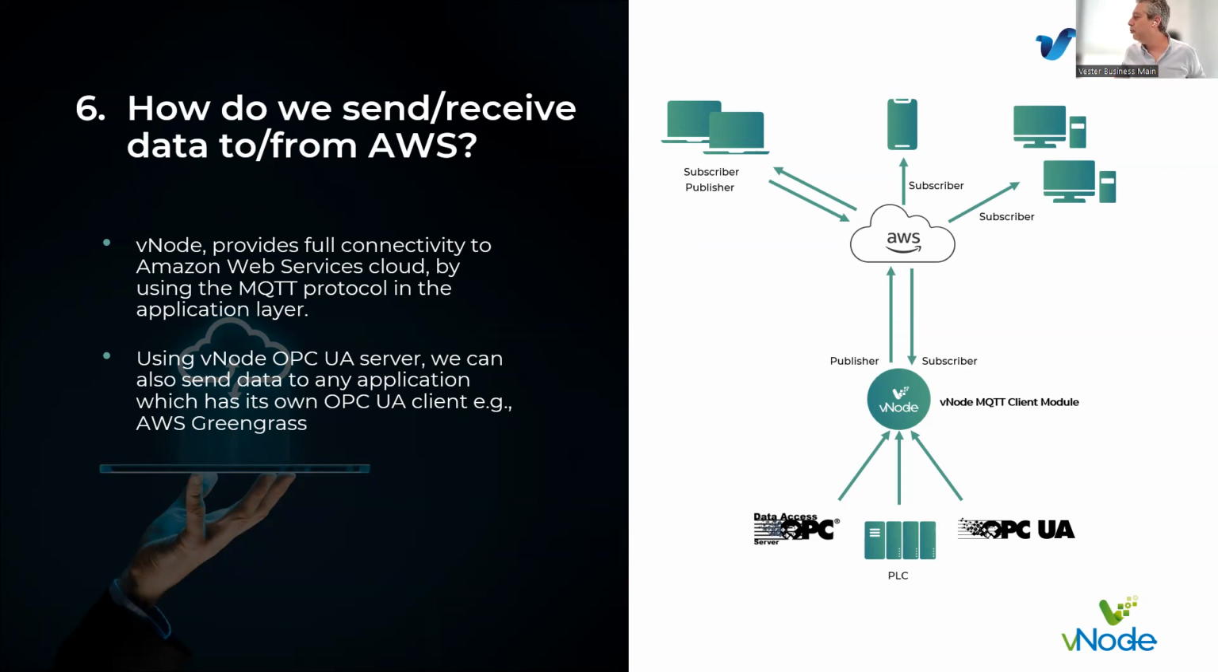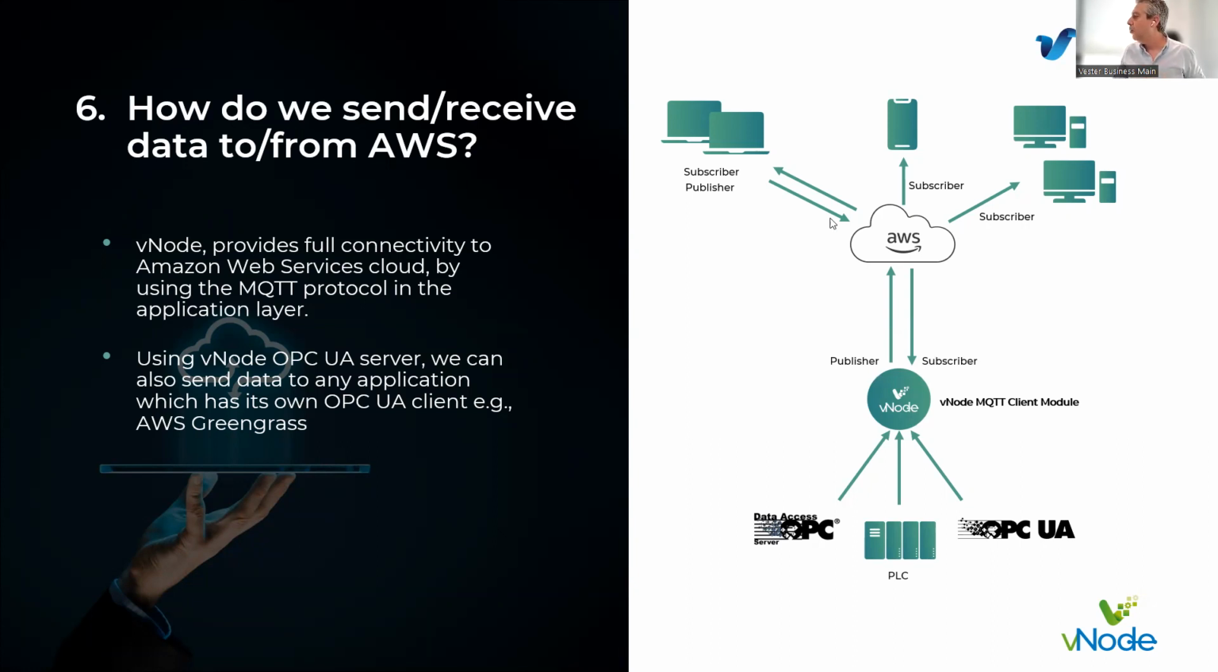So in this vNode, we're going to have a module which is an OPC DA client, a module which is a Modbus client, a module which is an OPC UA client, and we're going to be creating a module which is an MQTT client module. We're going to connect to Amazon Web Services, show how to connect to Amazon, and then see the data arriving to Amazon.